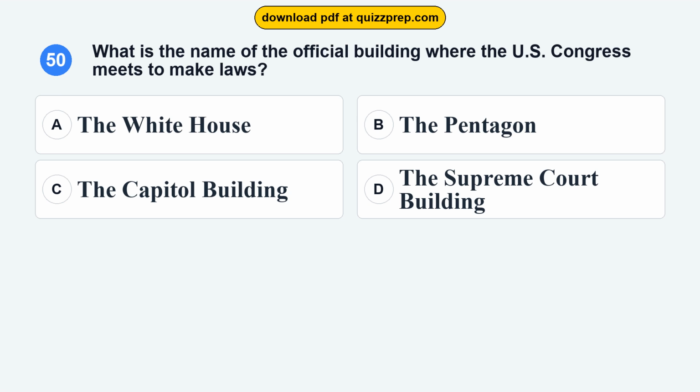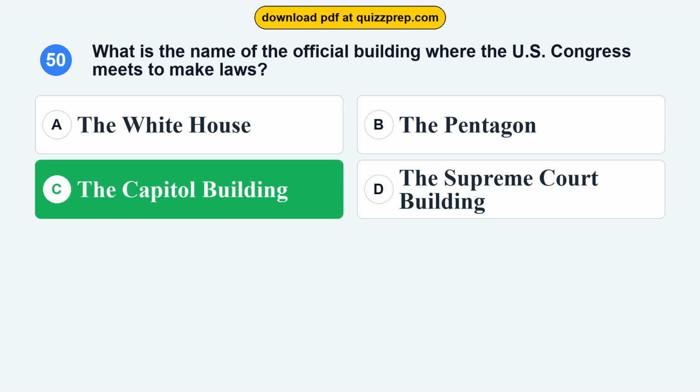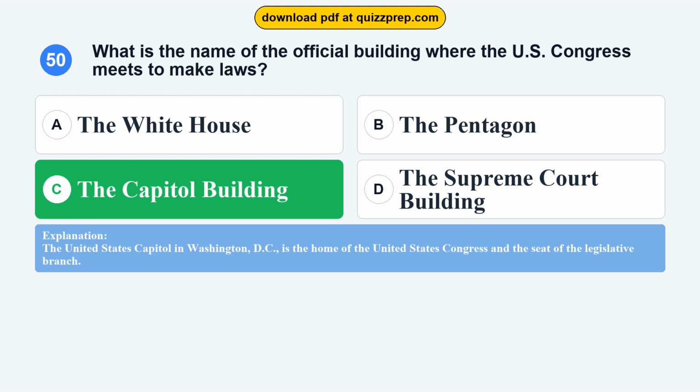Question 50. What is the name of the official building where the U.S. Congress meets to make laws? Option A, the White House. Option B, the Pentagon. Option C, the Capitol Building. Option D, the Supreme Court Building. The correct answer is option C, the Capitol Building. The United States Capitol in Washington, D.C., is the home of the United States Congress and the seat of the legislative branch.